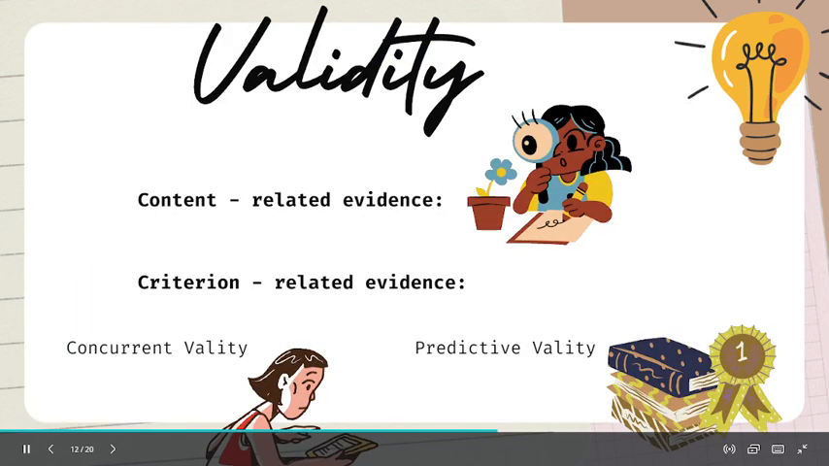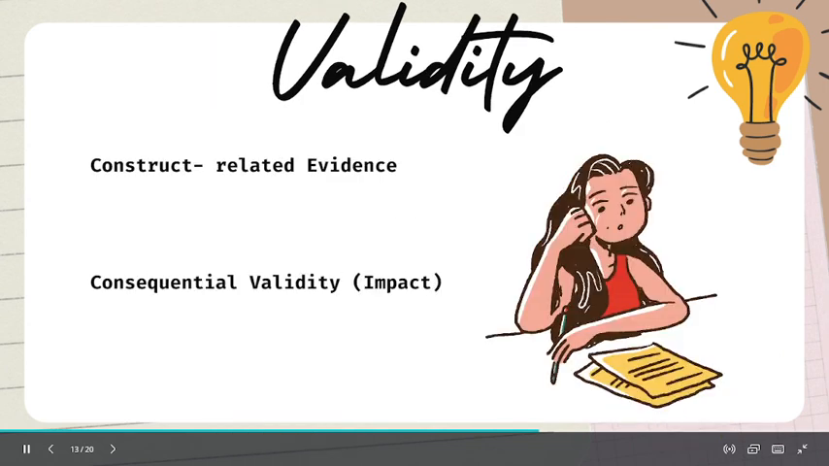There are 5 types of evidence. The first one is content-related evidence, which emphasizes that the test content should be appropriate to identify the achievement that you want to measure. Then we have criterion-related evidence, which emphasizes the relationship between the test score and the outcome. Another one is construct-related evidence, which refers to the concepts or theories underlying the usage of certain abilities, including language ability.